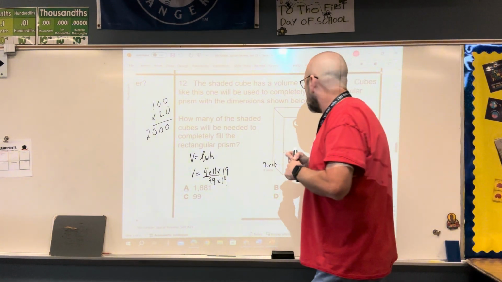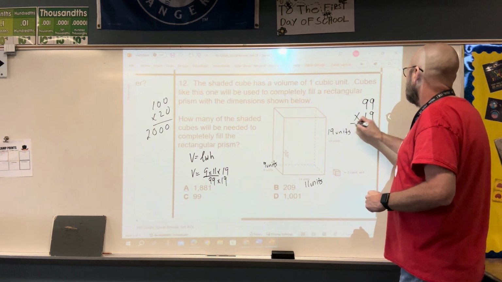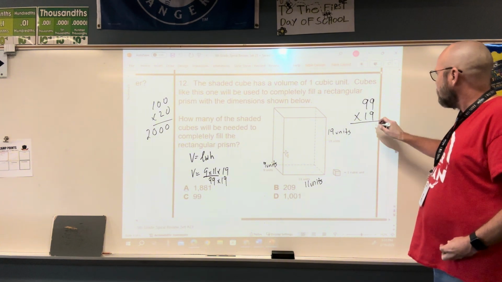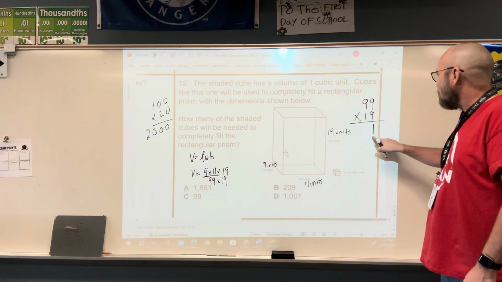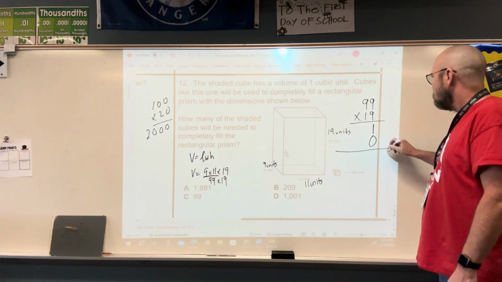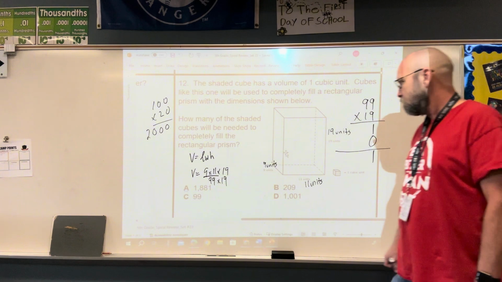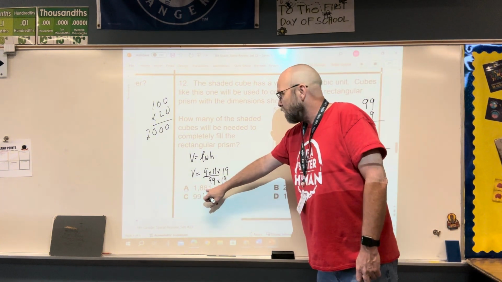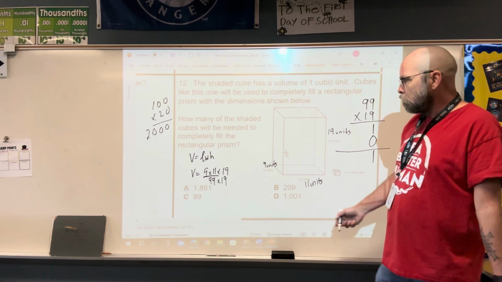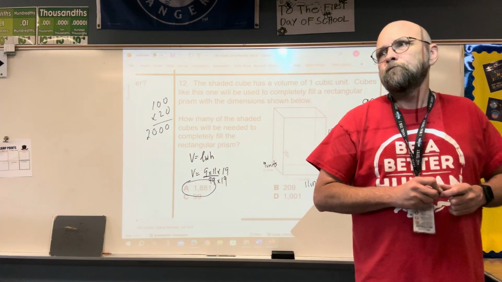Also, if I took 99 times 19 and multiplied it out, 9 times 9 is going to be what? 81. Which means I'm going to have a 1 in the ones place. Because when I go to the second row, I'm going to have that 0 there. That has a 1 in the ones place. That is the closest I can get to 2,000. So boom, 1,881 is going to be my correct answer. Is that what you got?